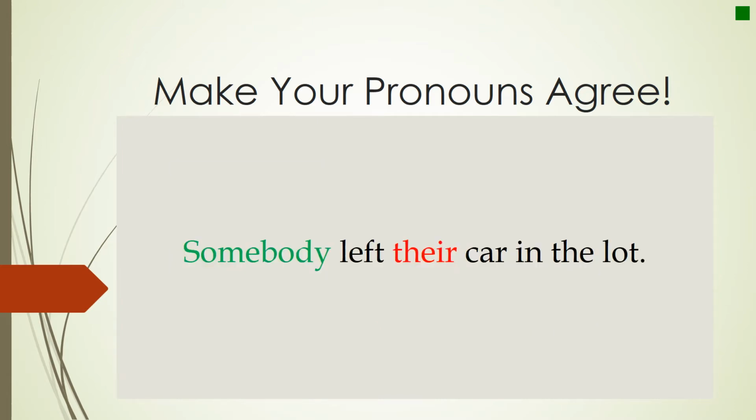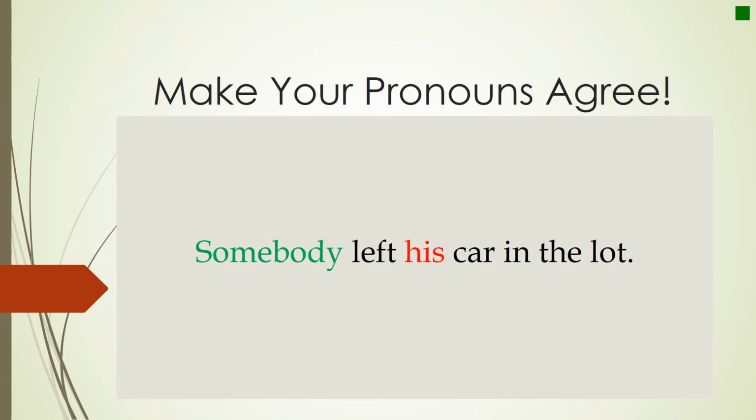Here is an example of a mistake, and you'll notice that we have green and red. If everything's green, you know you're okay. That's how I've done these examples. Somebody left their car in the lot. Well, somebody is treated as singular. So that means we need a singular pronoun. And there is a plural pronoun. So we cannot have a plural pronoun with a singular antecedent. So this is a pronoun agreement mistake.